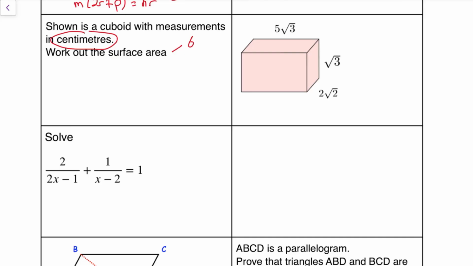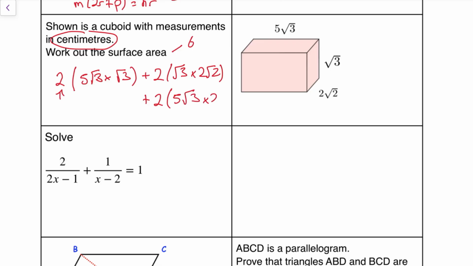The other thing about a cuboid, or at least definitely for a cuboid, is the faces repeat. So the area of the front is going to be 5 root 3 times root 3, and I multiply by 2 because front and back. And then I'm going to do the area on the side, which is going to be root 3 times 2 root 2. Again, times by 2 because I've got 2 sides, left and right. And then top and bottom is going to be 2 times 5 root 3 times 2 root 2. So that's my calculation. Let's now try and neaten all this up.